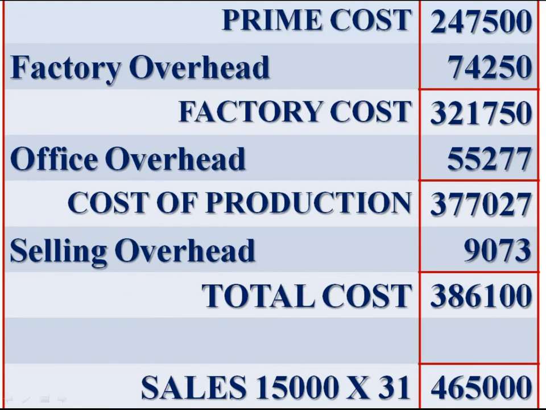Sales: we are given the new selling price rupees 31 per unit. 15,000 into 31, 4,65,000. The difference being profit, rupees 78,900. This is the quotation for the year 2015 for 15,000 units.